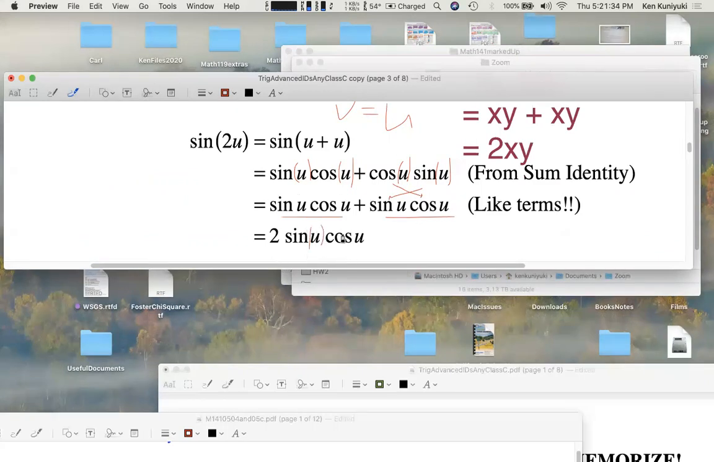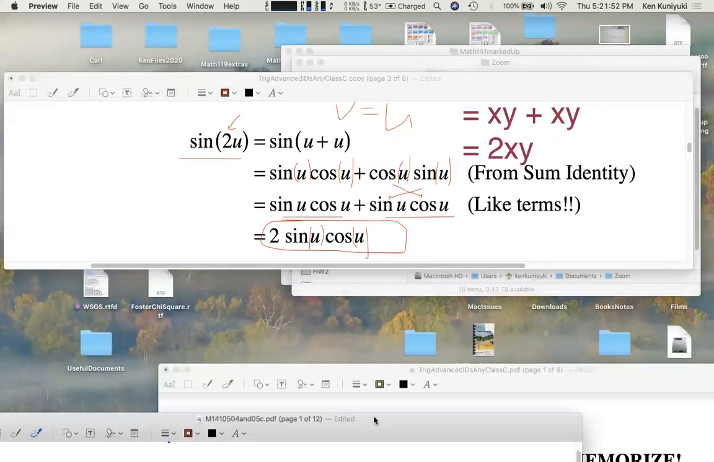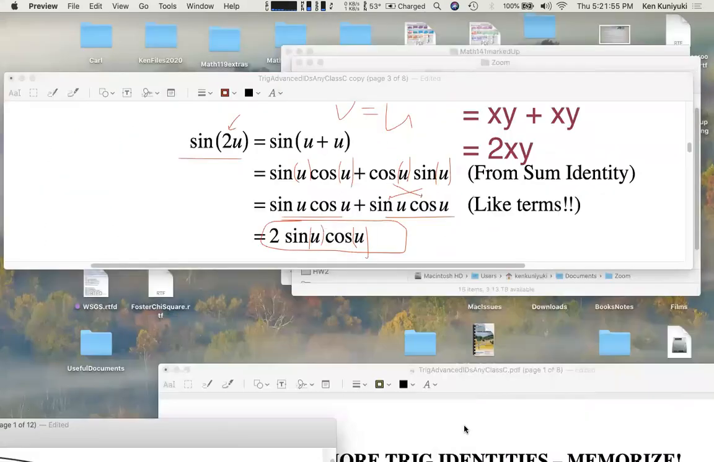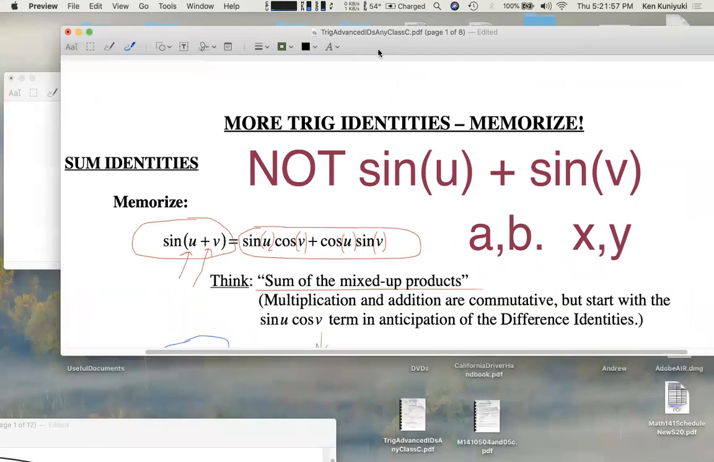So sine of 2u can be written as 2 sine of u cosine of u. And that can be helpful sometimes. Sometimes that 2 gets irritating. Maybe you have an expression where you're dividing this by sine of u or cosine of u, and then you can simplify. All right, so sine of 2u is 2 sine of u cosine of u. The way that I remember this is that it's twice the product.